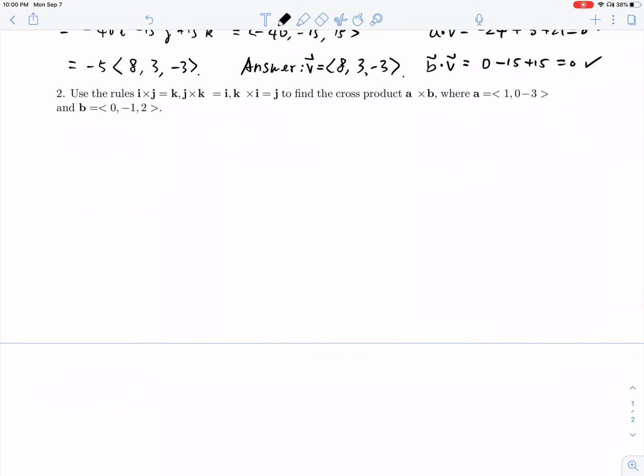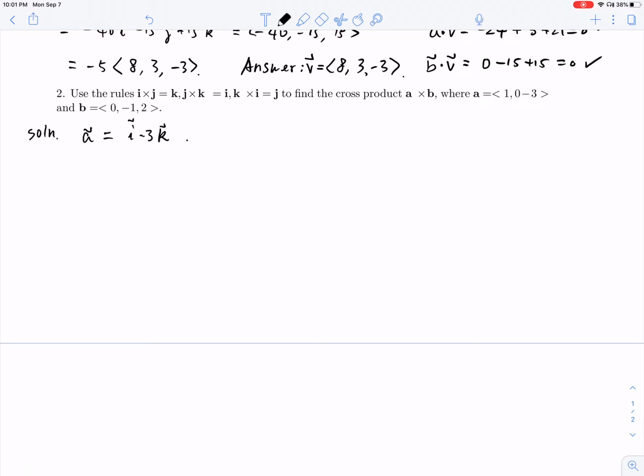Okay. In the next problem, we are saying use the rules I cross j is k, j cross k is I, and k cross I is equal to j to find the cross product of a cross b, and a is 1, 0, negative 3, and b is that. So-called using this one over here is simply using the distributive law. So we're going to rewrite a over here as 1i plus 0j and minus 3k. So that's what we have.